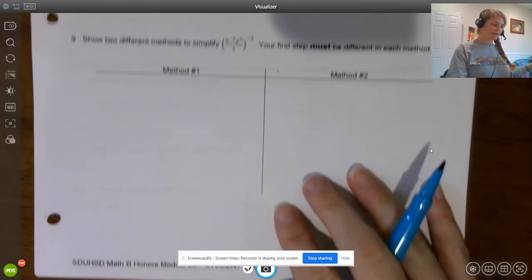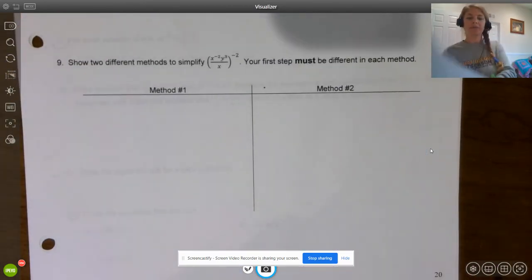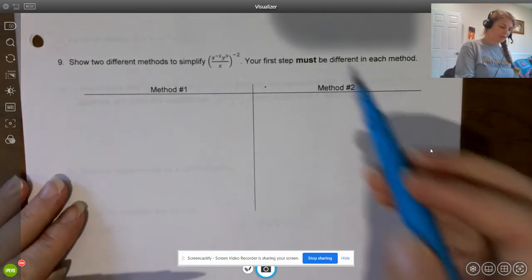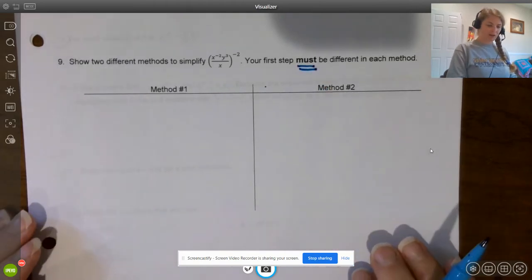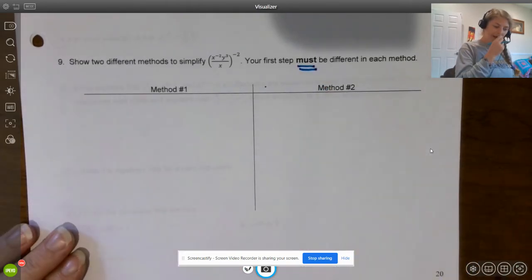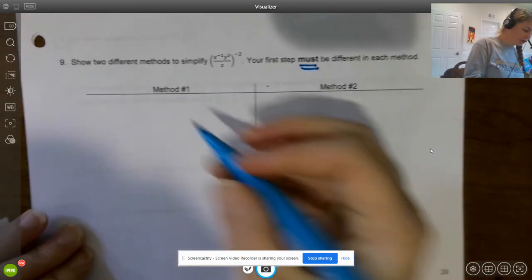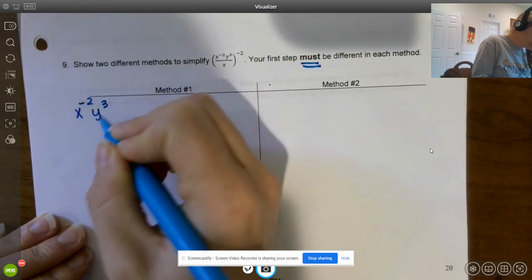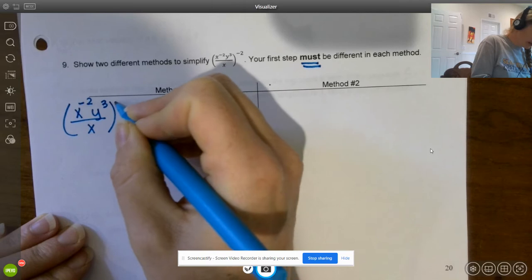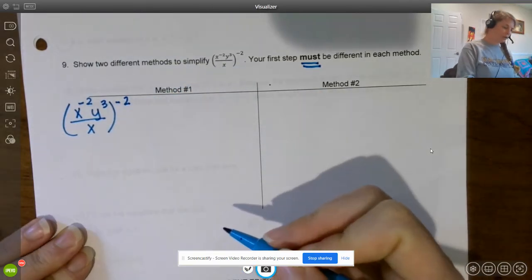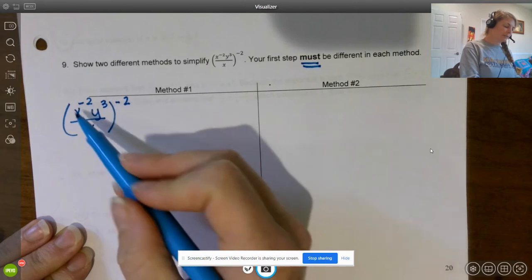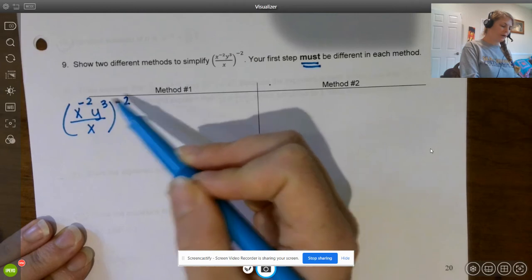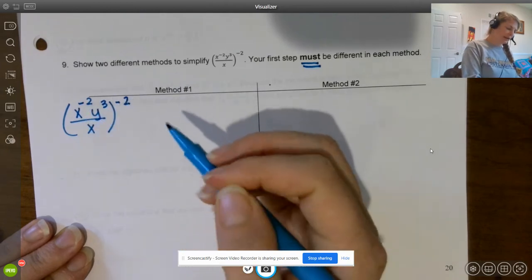Let's take a look at 9 together. So we're going to look at 2 different methods to simplify, and maybe we'll get into a little bit more of how I had simplified number 8 here. So our first step must be different in each of the methods. So method 1, what I'm going to do is I am going to write the original problem. And from here, I'm going to simplify what's on the inside first before I use my power of a quotient to apply that exponent of -2.